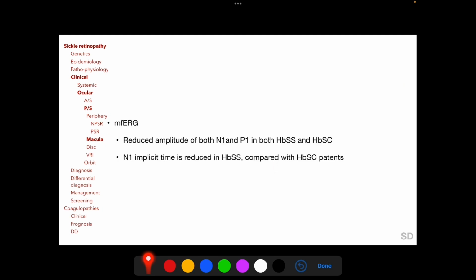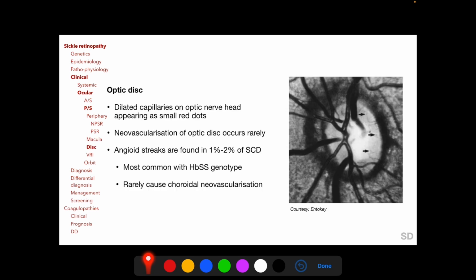Sickle cell maculopathy eyes also show abnormalities on multifocal ERG. Dilated capillaries appearing as small red dots may be detected on the optic nerve head, as seen here in this red-free photograph, but neovascularization of the optic disc occurs rarely in sickle cell disease. Angioid streaks are found in 1 to 2% of patients with sickle cell disease and occur most commonly with the HbSS genotype, but angioid streaks in patients with sickle cell disease rarely cause choroidal neovascularization.